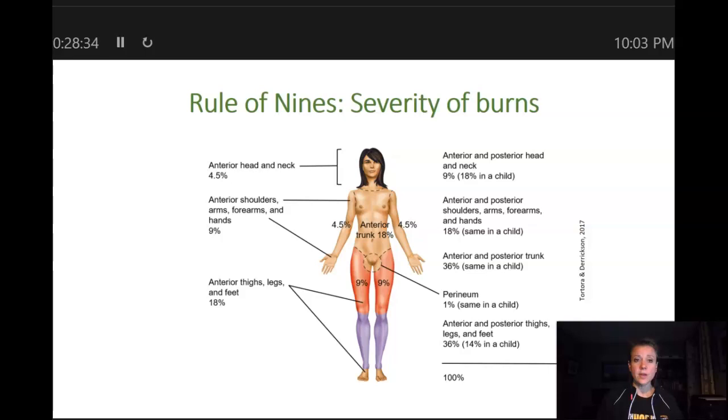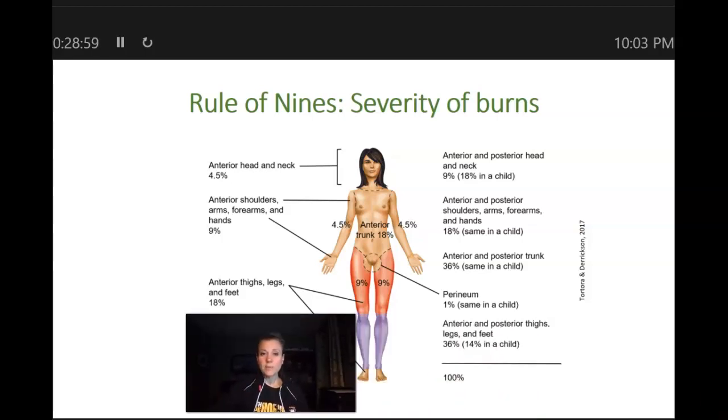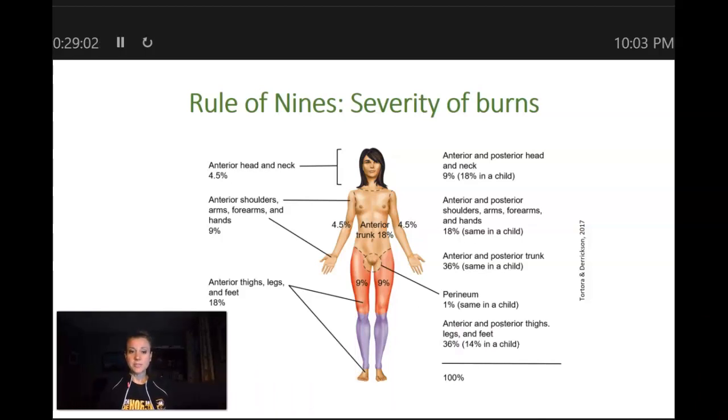And so the anterior portion of the head and neck is 4.5% of the body, while the posterior portion of the head and the neck is another 4.5% of the body. So the whole head and neck is 9% of the body. One whole arm, sorry, you can't really see that, but one whole arm is 9%: 4.5% on the anterior aspect, and then 4.5% on the posterior aspect. So each arm is 9%.